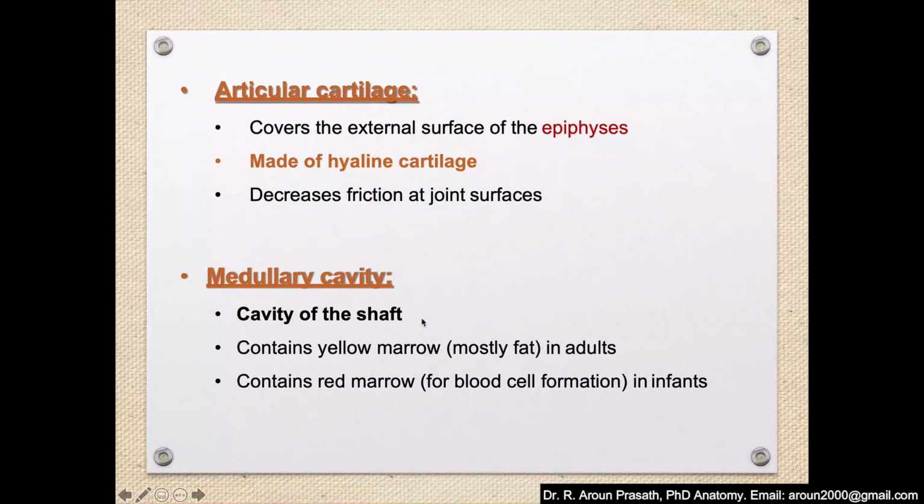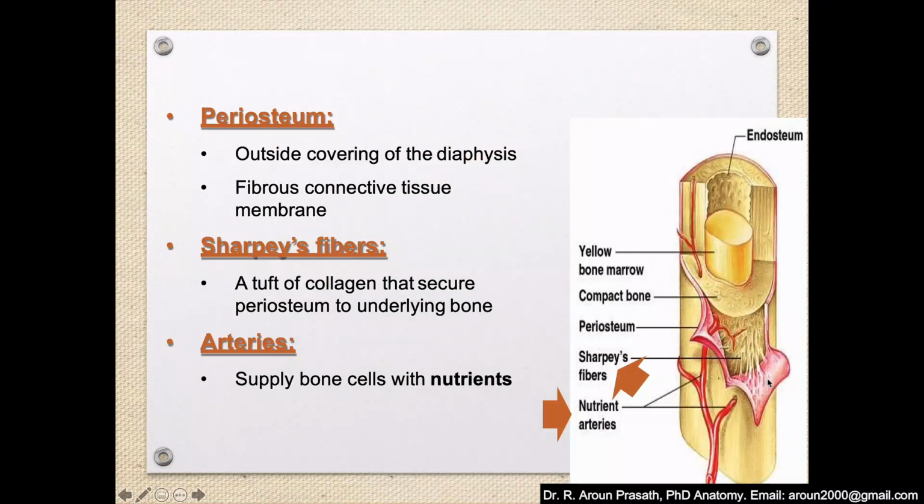The medullary cavity is present in the shaft of the bone, which consists of yellow bone marrow in older adults, and red bone marrow in younger ages. This is the periosteum, the outermost layer, and these are the Sharpey's fibers, and these are the blood vessels. I will discuss that separately with the microscopic structure.